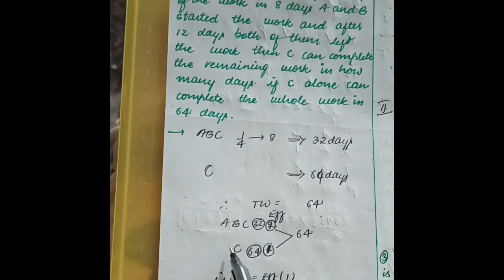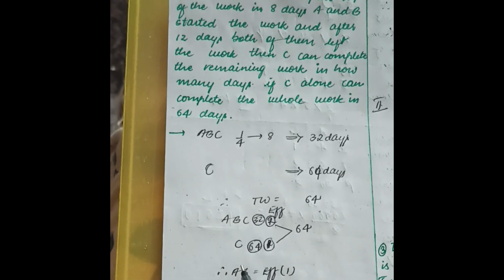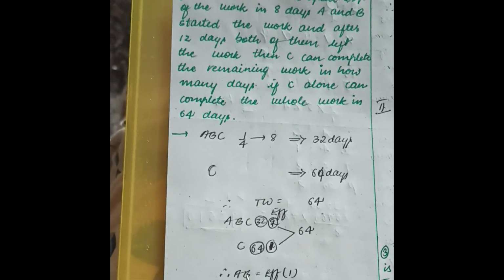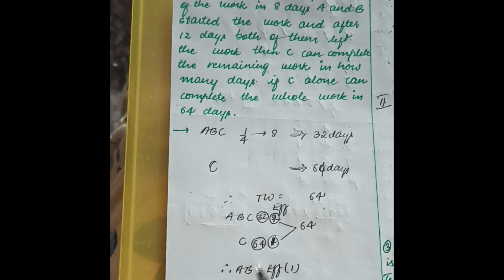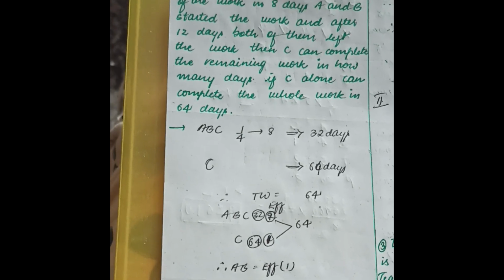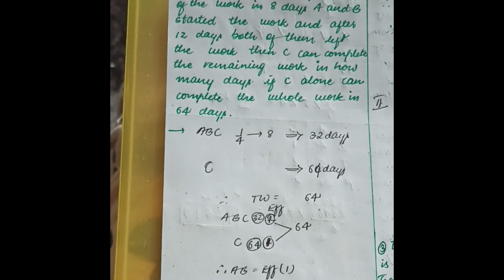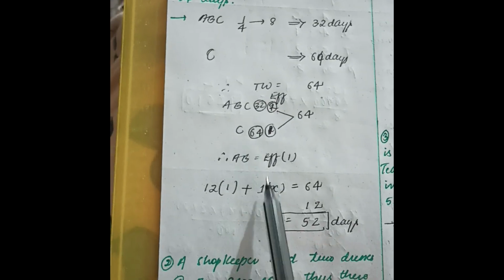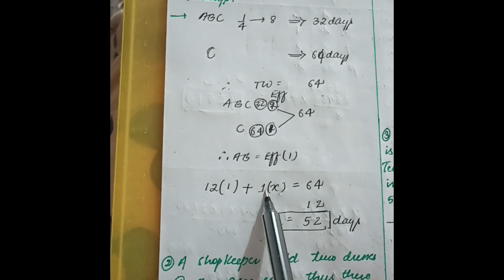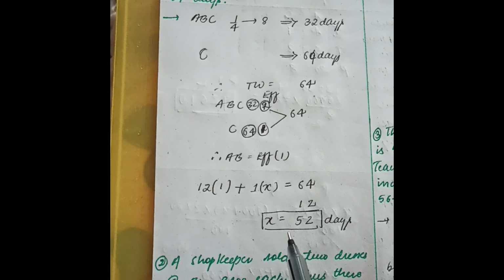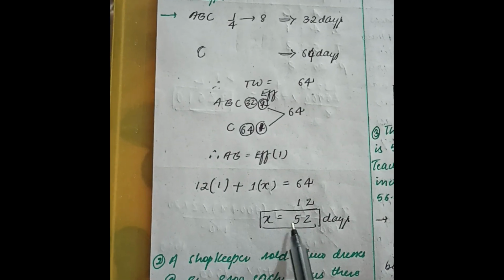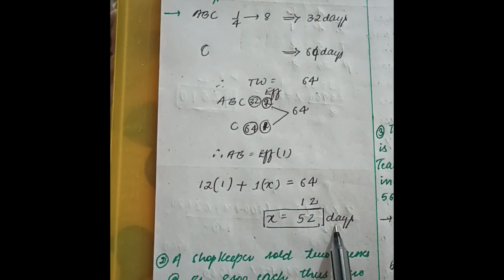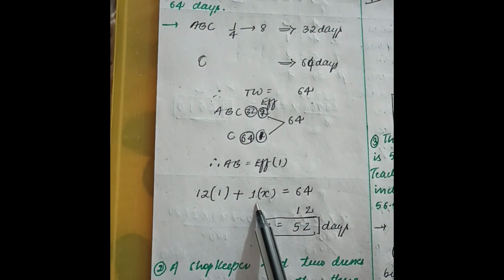If we subtract C from A, B, C, we will get the individual efficiency of AB. So for the first 12 days, AB completed the work, that is 1 unit. Then the remaining work will be completed by C with 1 unit efficiency. So that will be equal to total work. Then we will get the X value as 52 days. That means C worked for 52 days.